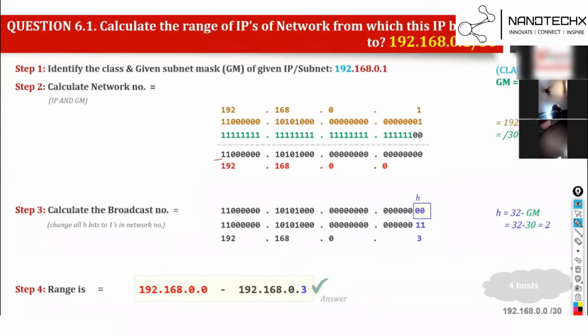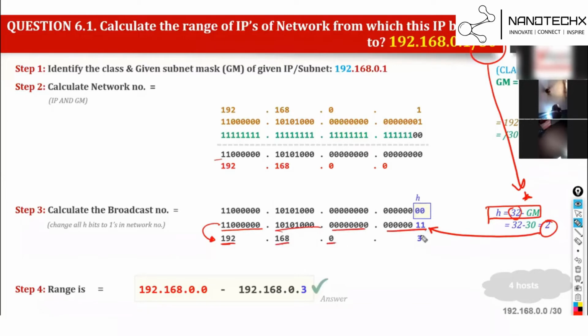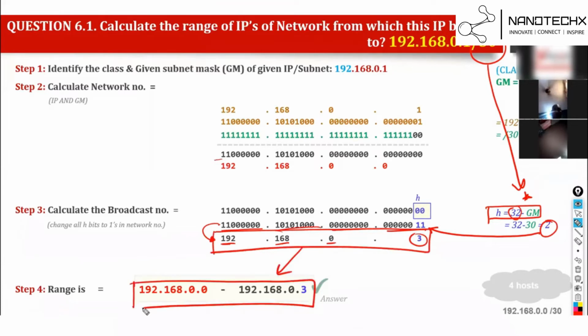So how to find H? We just discussed already that H is equal to 32 minus the given mask. This is the formula you have to remember. So 32 is the number, and the given mask was 30. So 32 minus 30 is equal to 2. It means 2 bits are host bits. These 2 bits must be reverted to 1. So we reverted these 2 bits to 1, 1. Then we converted it to decimal again. So this one is equal to 192, this one is equal to 168, this one 0, and this one becomes 3. So then we got our broadcast number as well, which is 192.168.0.3. So this is the range.